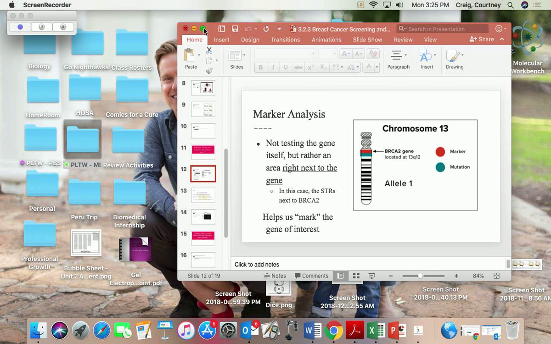Okay, so as promised, here we are going to take a look at the DNA marker analysis process, so to speak, just one more time. I wanted to go over the two slides that we reviewed today in class.